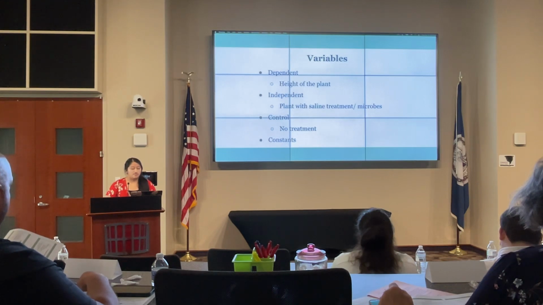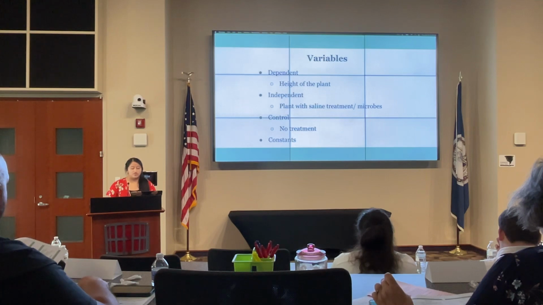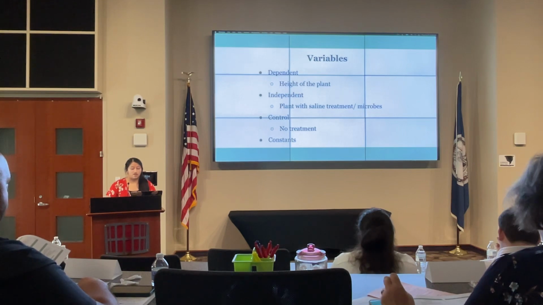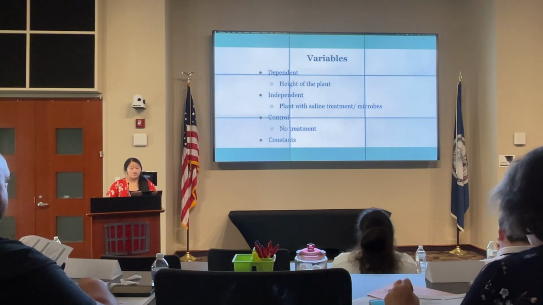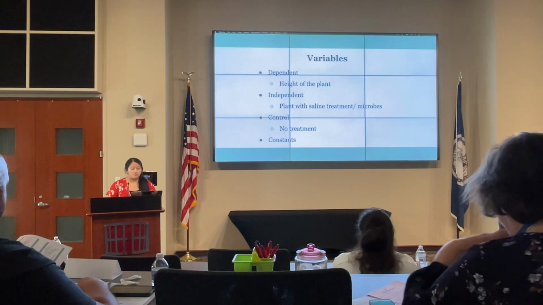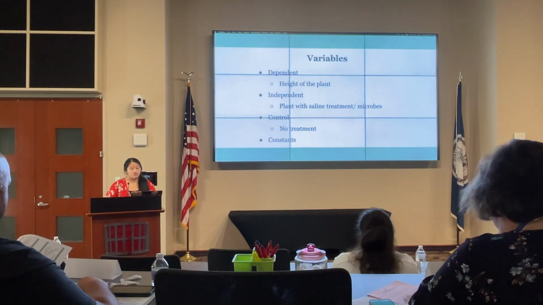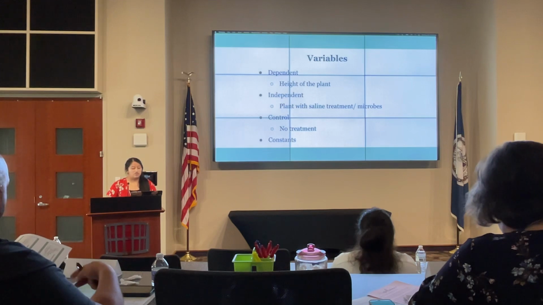The dependent variable is the measurement of the plant height from the base of the stem to the tip of the stem. The independent variable is the plants that will receive the saline solution and were given the microbes. The control is the plants not given any saline treatment or microbes, and the constants are the concentration of the saline solution and the amount of water given to the plant.